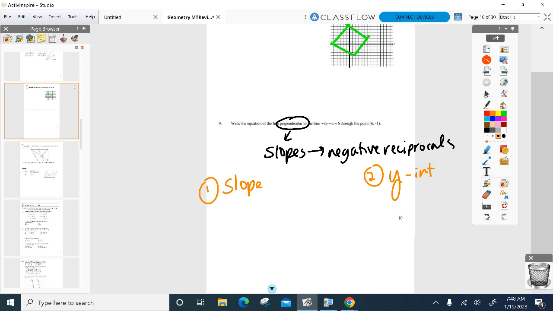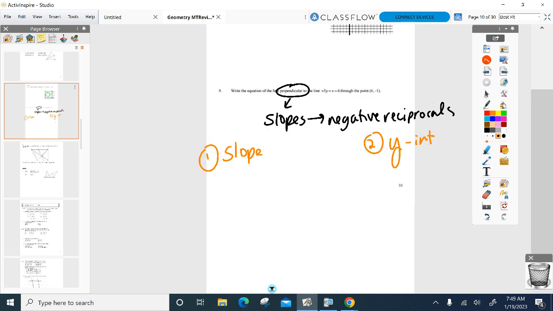All right, let's talk about the slope first. Look at the equation they gave me. I can't do anything with this. Why not? Not into y equals form. Somebody help. Let's go. Help me get it into y equals form. First step. Add x over. Perfect. So I have negative 3y equals x plus 6.